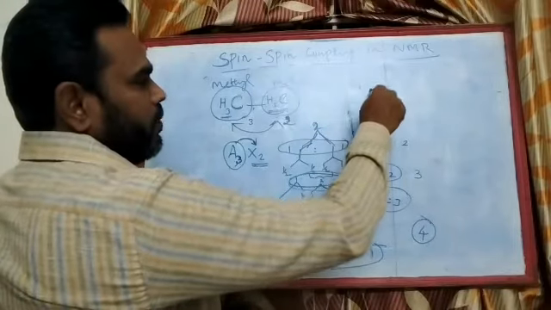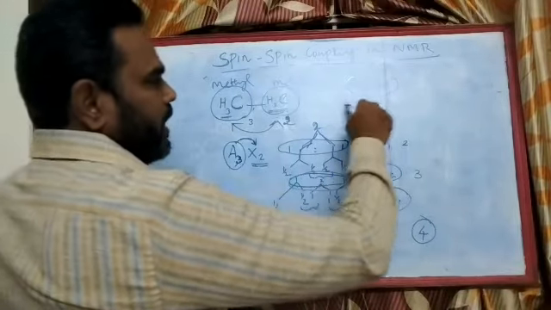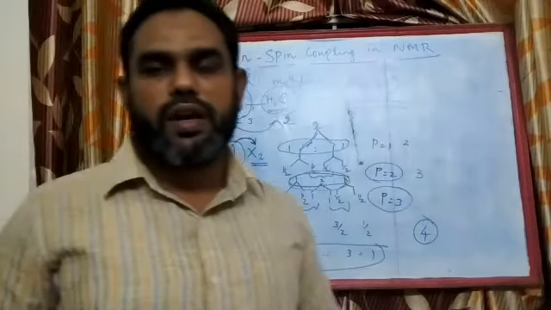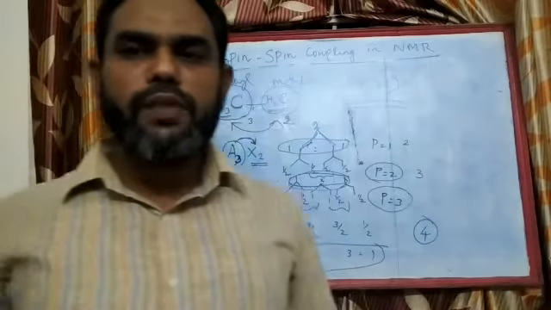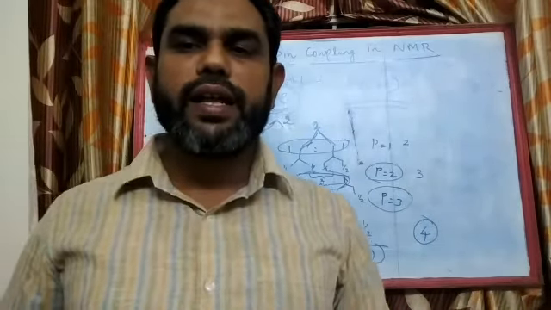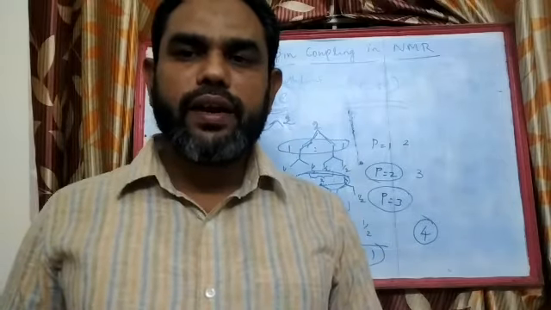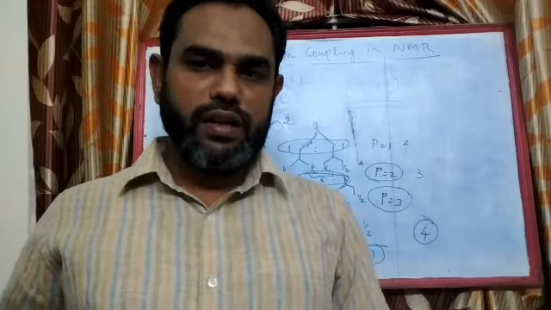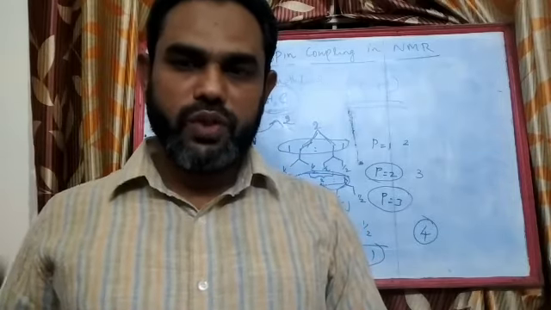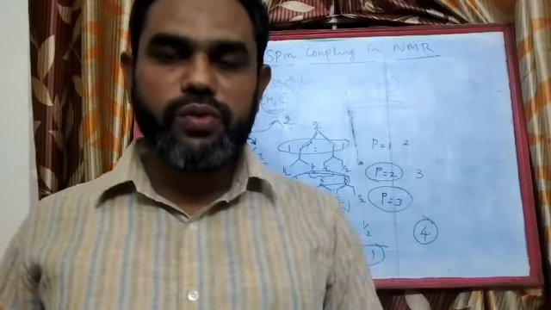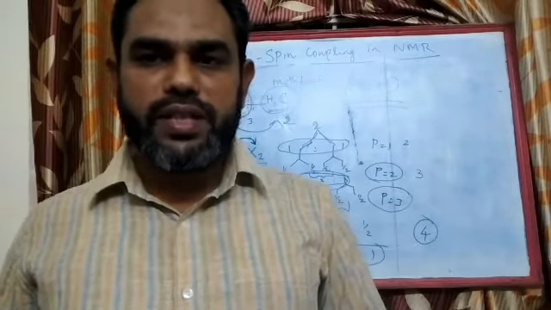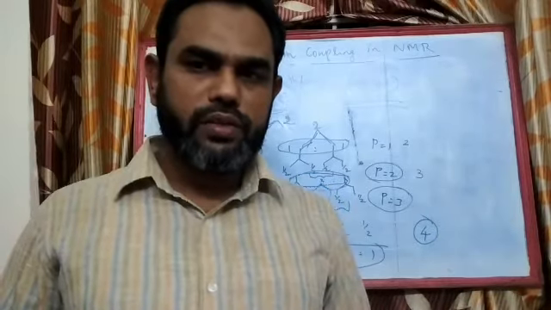So in common, you can write this as n plus 1. That means the number of splittings of the particular magnetically active nuclei depends on the number of neighboring magnetically active nuclei, or the number of neighboring protons. So if the number of neighboring protons is 2, this will split into 3 lines. If the number of neighboring protons is 3, this will be split into 4 lines.